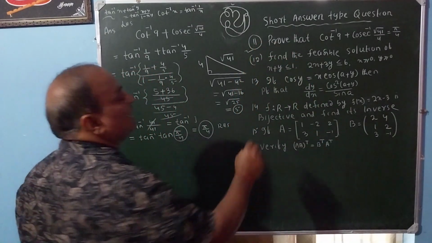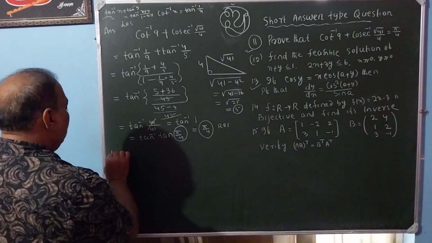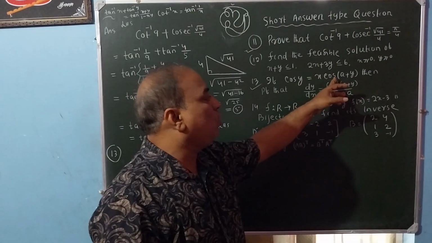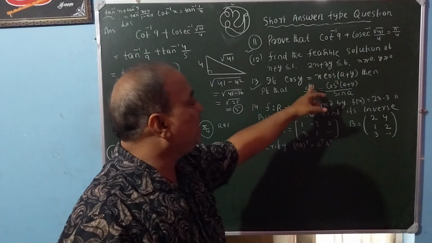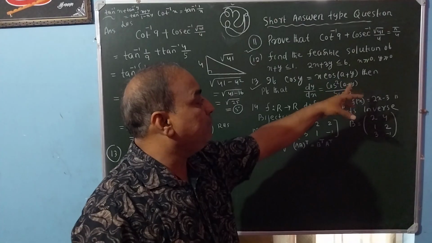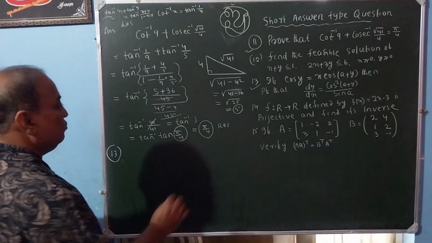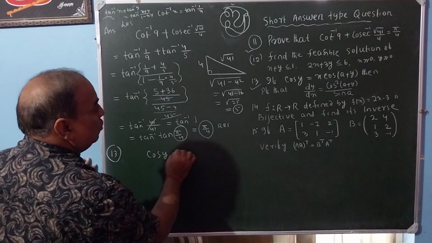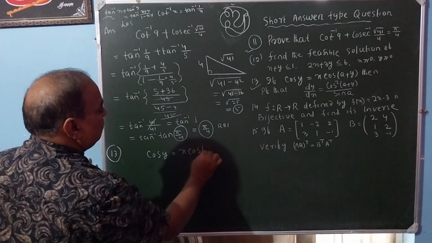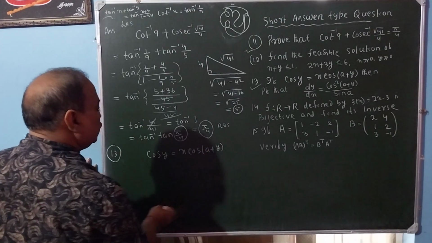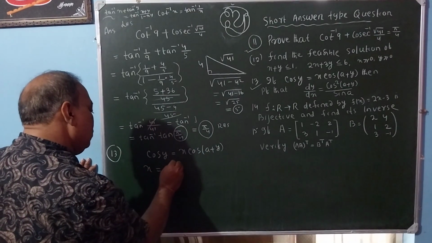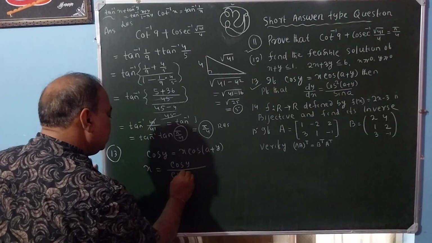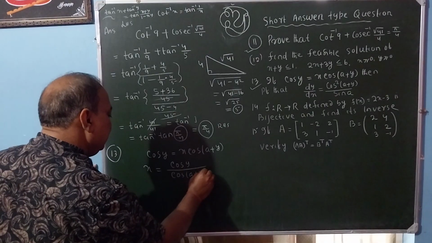Now we are going to discuss question number 30. Write down question number 30. If cos y is equal to x cos of a plus y, then prove that dy by dx is equal to cos square of a plus y by sin a. How can you prove it? Cos y is equal to x cos of a plus y, so x is equal to cos y divided by cos of a plus y.